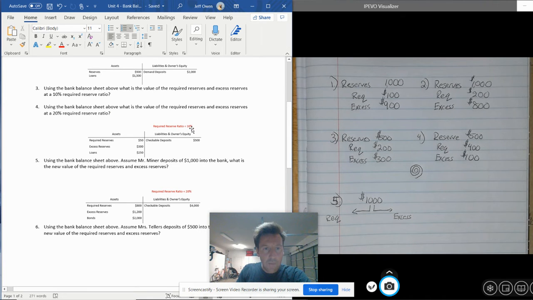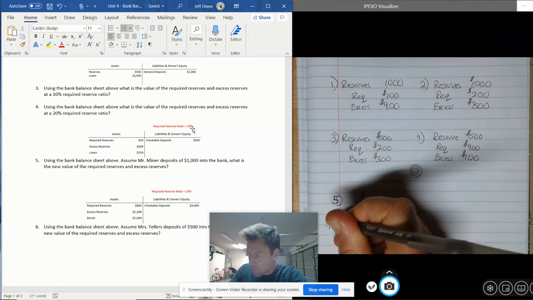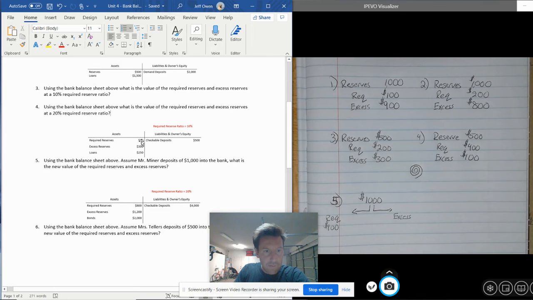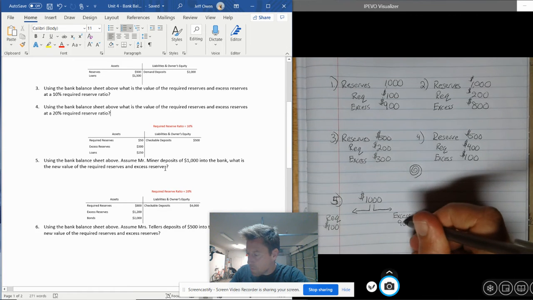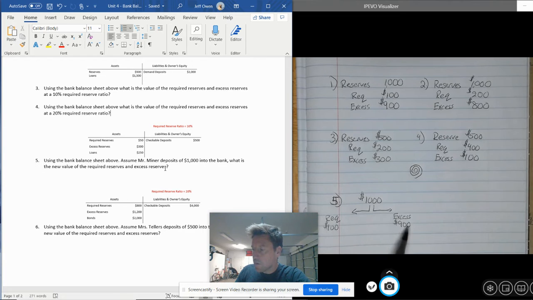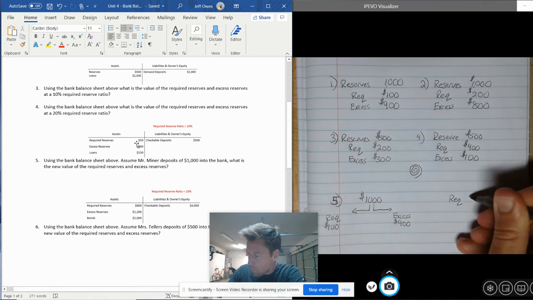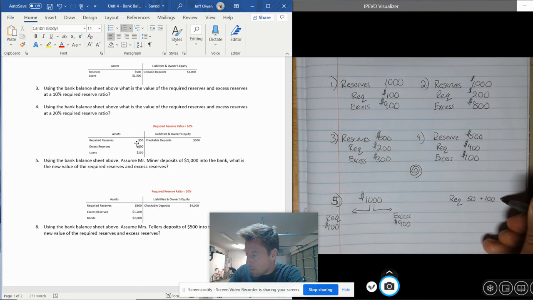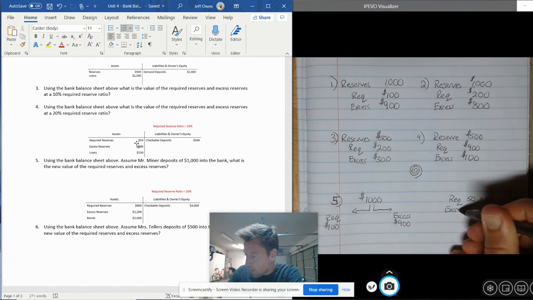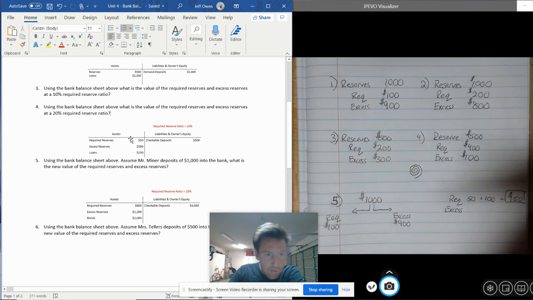They said the reserve requirement is 10%. So 10% of 1,000 is $100. So we would adjust our required reserves by $100, and excess reserves is going to increase by $900. Why? 1,000 minus 100 is 900. So they want to know what is going to be the new value of required reserves and excess reserves. So originally, required reserves was 50 bucks, but now we're going to add 100 to it. So our new required reserves will be $150. And our excess reserves were originally 300.